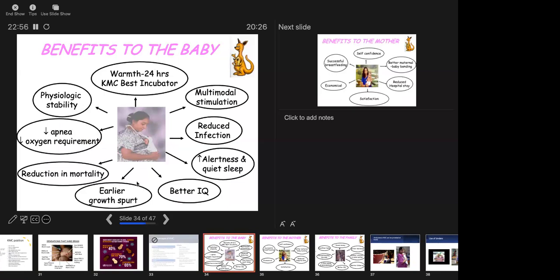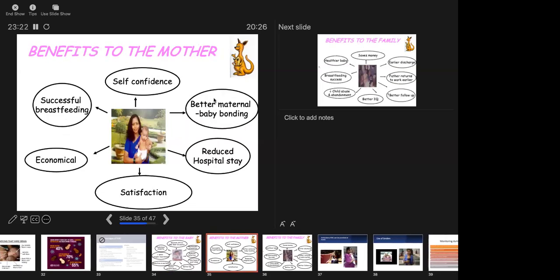Earlier growth spurt, because of reduction of hypothermia, the babies gain weight faster. And also, the babies will have better IQ when you follow them in the long term. There is increased alertness and more sleep is promoted. And also, KMC reduces infection. And as we saw, there is multisensory stimulation during kangaroo mother care. So these are the numerous benefits of KMC to the baby.